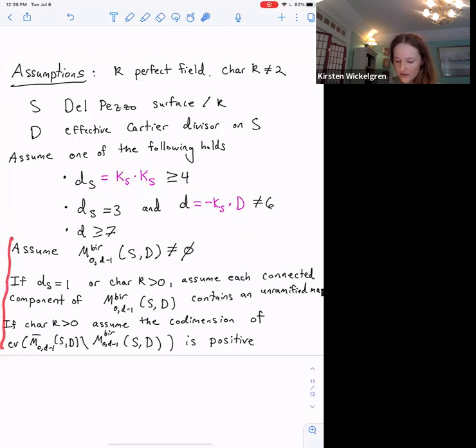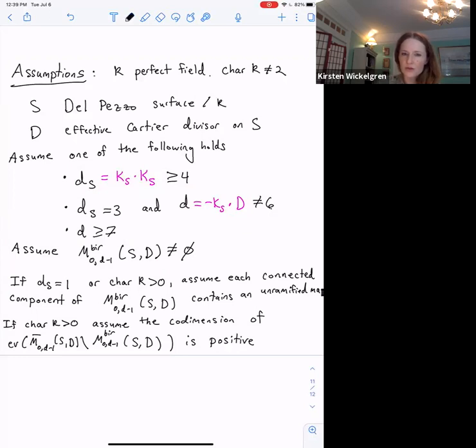Here are some technical assumptions. We haven't introduced this yet, it'll come up later. They have to do with what's written down in the literature about moduli spaces over characteristic P, in characteristic P.